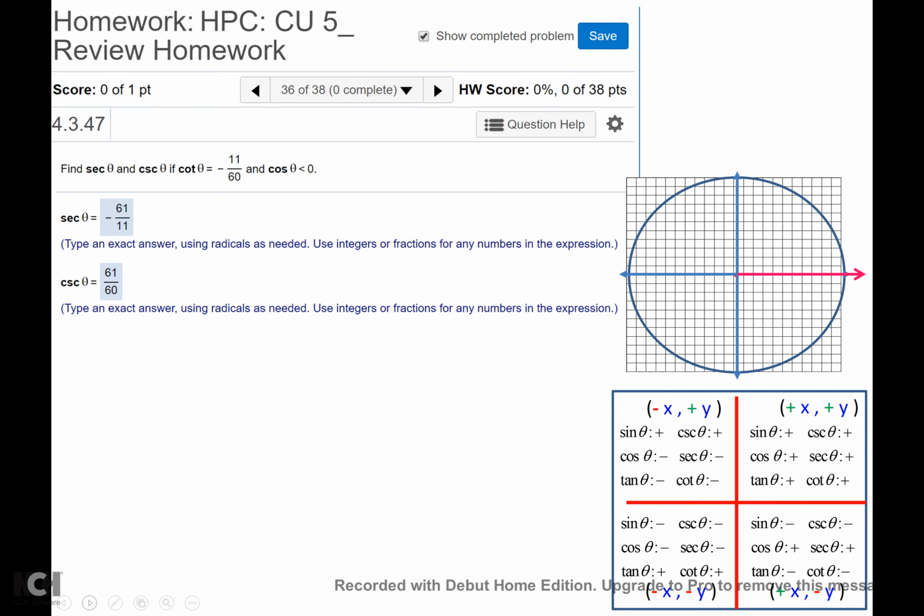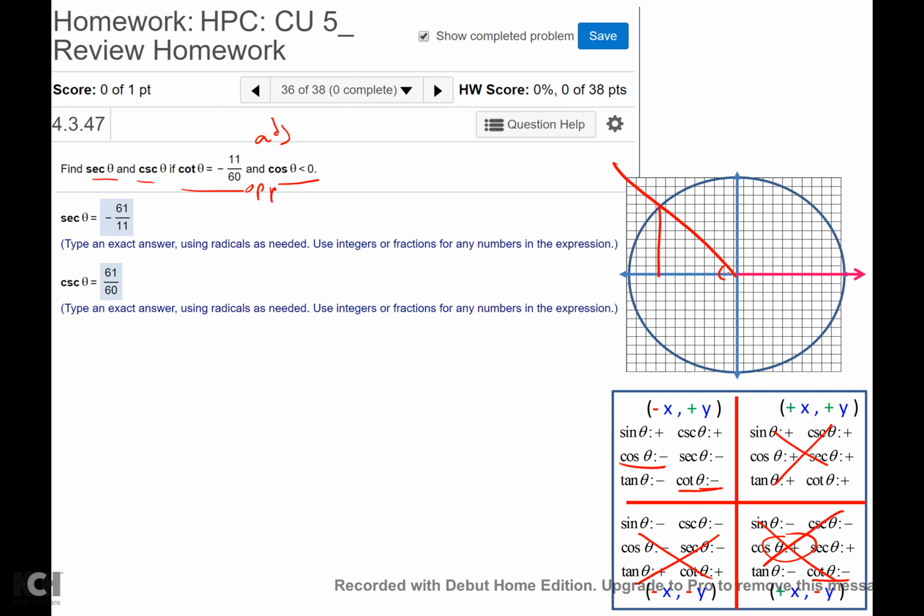Okay. Secant theta and cosecant theta. If cotangent is negative, so I need a negative cotangent, which would be here and here, and cosine is negative. Well, cosine here is positive, so that's out. Cosine's negative, so I'm in quadrant 2. So, drop an altitude, and it says that cotangent is adjacent over opposite.